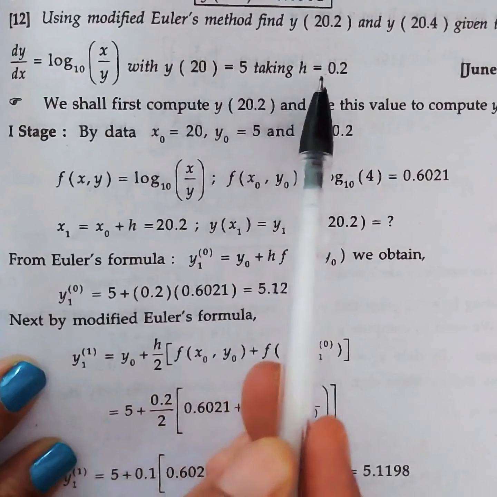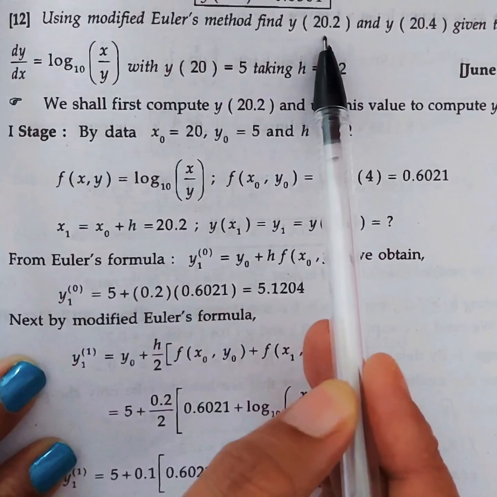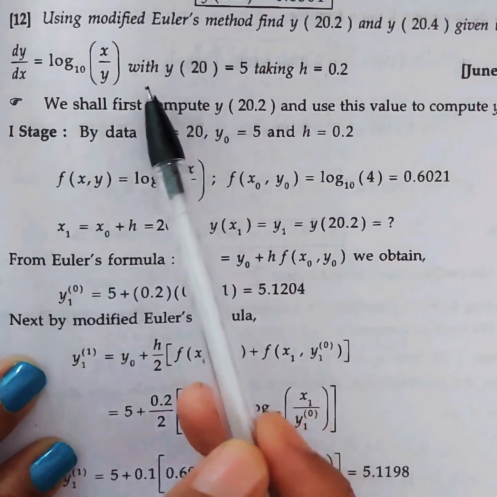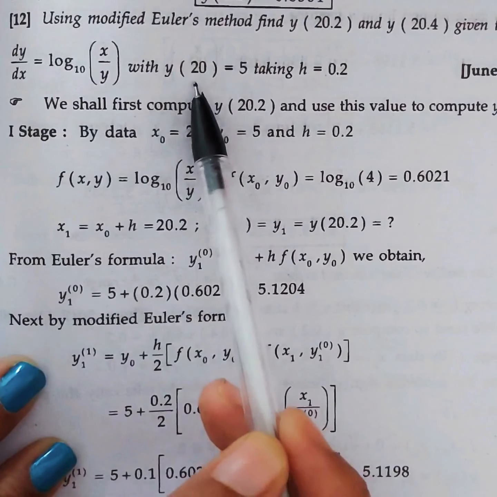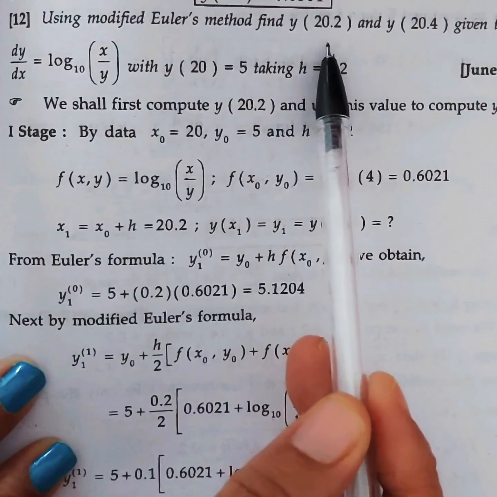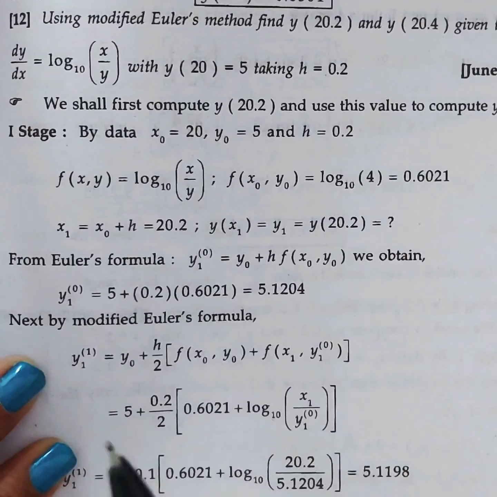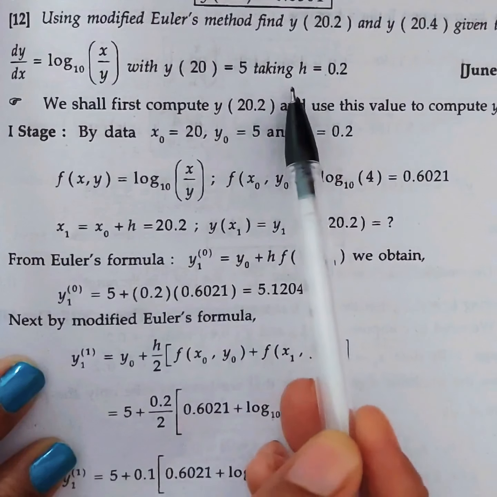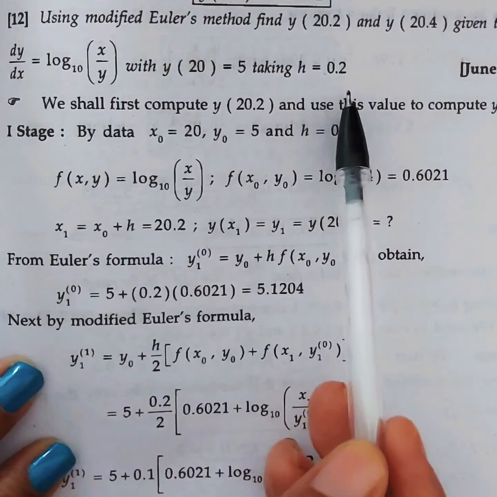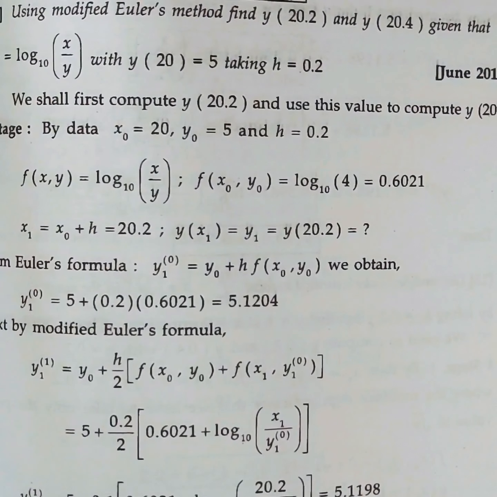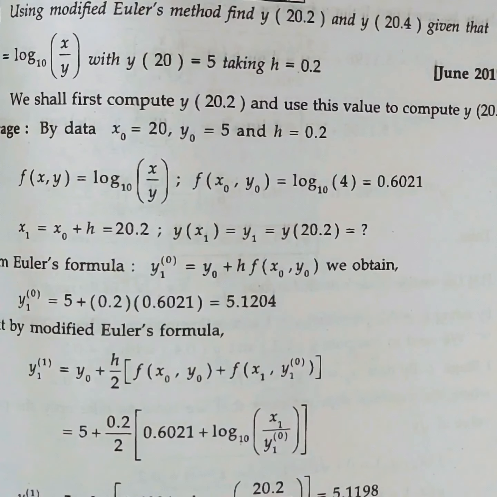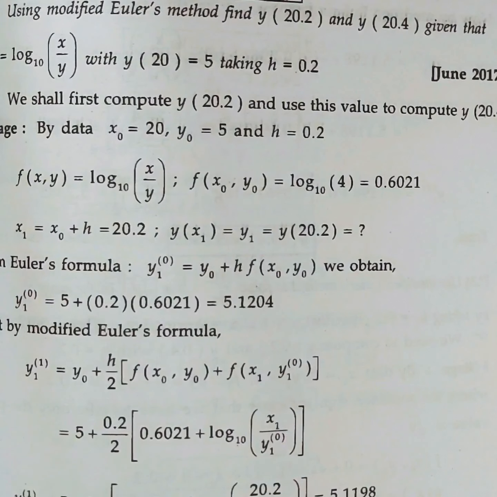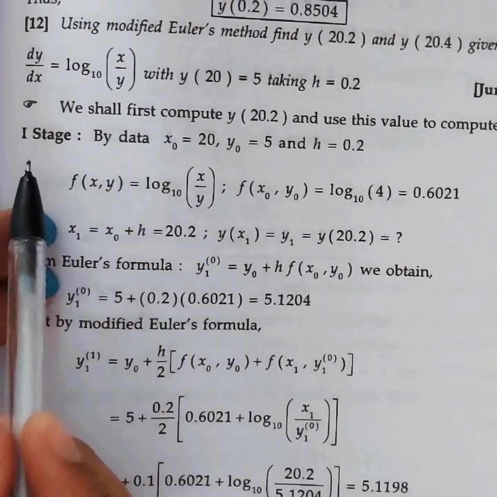First we have to find y of 20.2. Your x1 is x naught plus h, right? x naught is the initial value. What is your initial value? 20. So 20 plus 0.2, we get 20.2. So y of 20.2 we will find, and using that answer as the initial value, we will find y of 20.4, because they have clearly mentioned taking h is equal to 0.2. So we have two stages. First stage, from 20 we are going to find the value at 20.2, and then using that as the initial value, we will find the value at 20.4. That is why they have written stage 1, that is first stage.